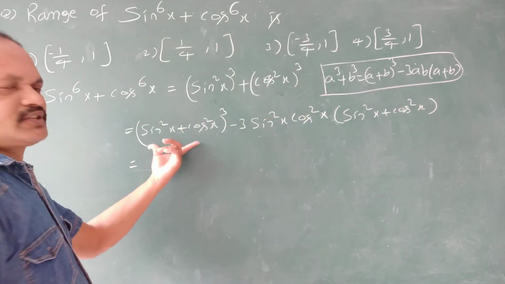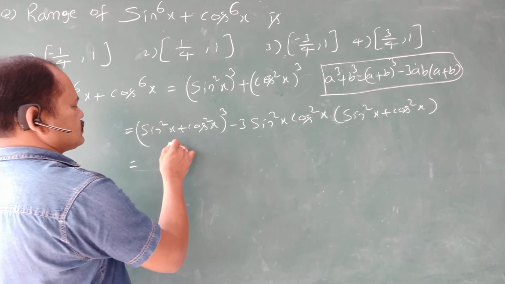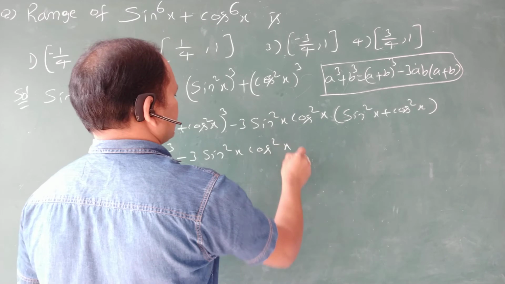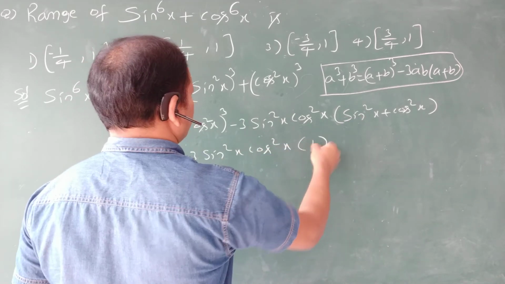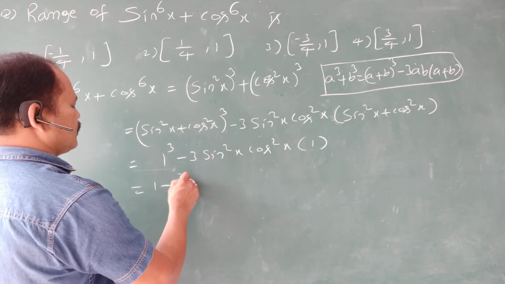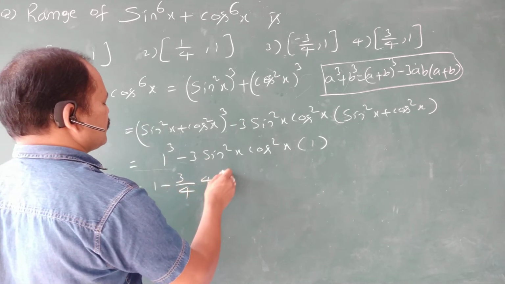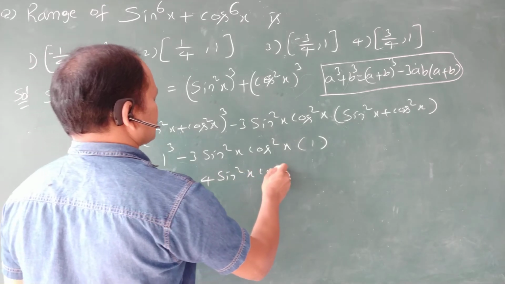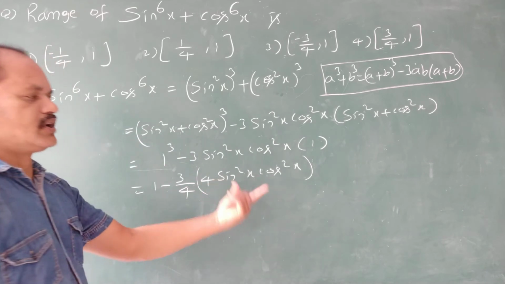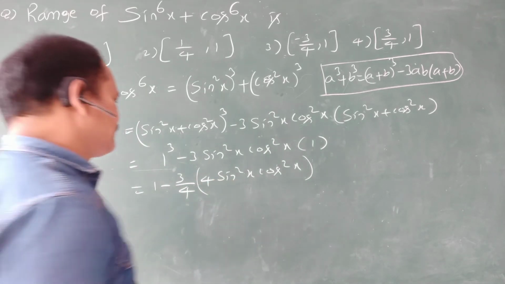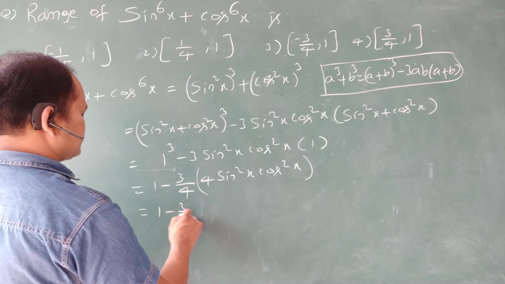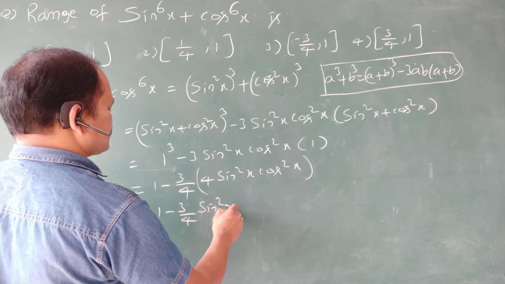Now sine square x plus cos square x is 1, so 1 cube minus 3 sine square x into cos square x. Now this is 1. That's why here 1 minus, we have to divide and multiply by 4, then 3 by 4 into 4 sine square x cos square x. We know that 4 sine square x cos square x is nothing but sine square 2x. That's why it is 1 minus 3 by 4 sine square 2x.